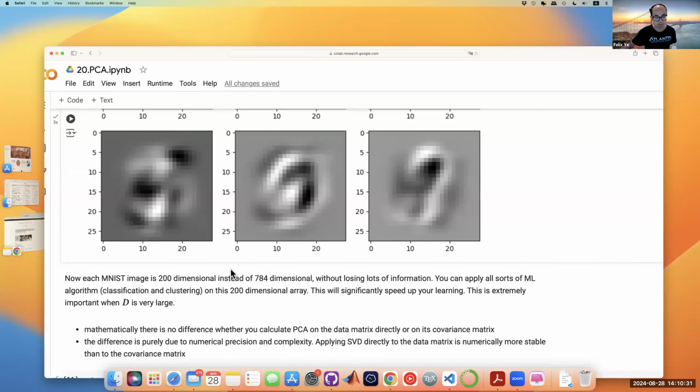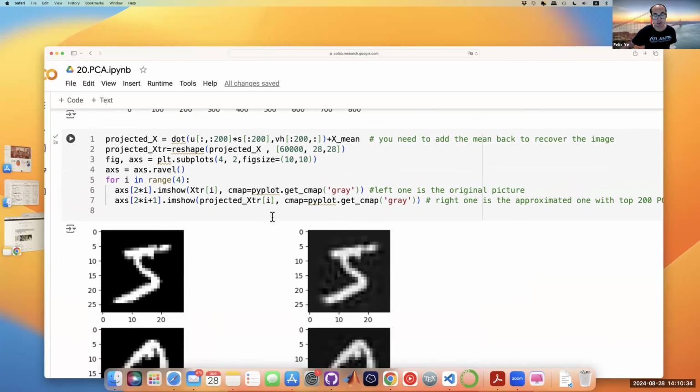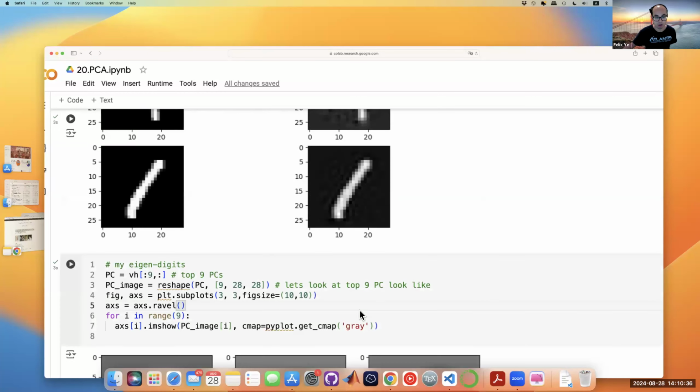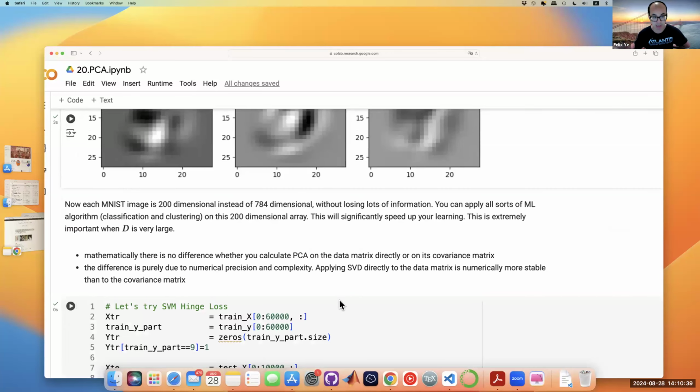Now, in fact, every image in the right column is intrinsically 200 dimensions instead of 784, without losing much information. You can apply all sorts of machine learning algorithms on these 200 dimension arrays, which will significantly speed up your learning. This is particularly important if your big D is really, really large. Right now, big D is only 784, but if you have a really large D, this will be very helpful.